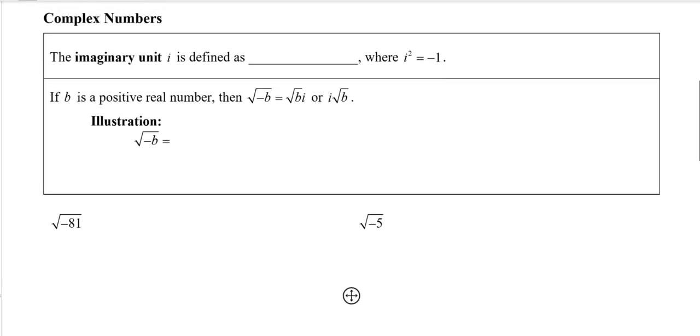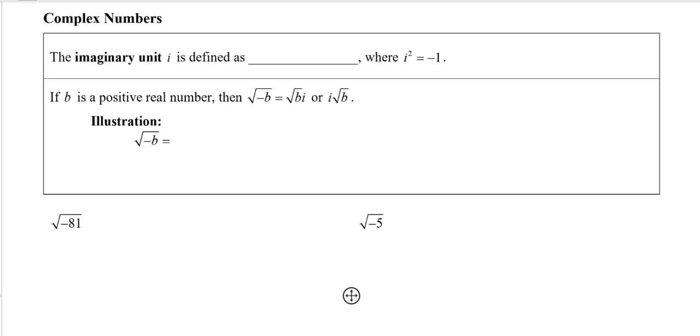In the last video in this series, we're going to talk about complex numbers. We're going to do a very brief discussion of complex numbers. If you have to go on to college algebra after this, you will study these in more detail.